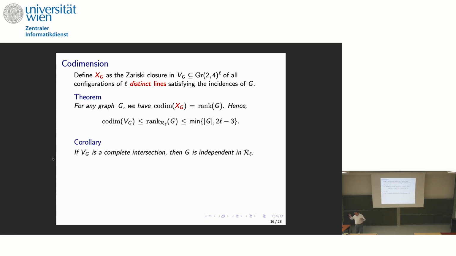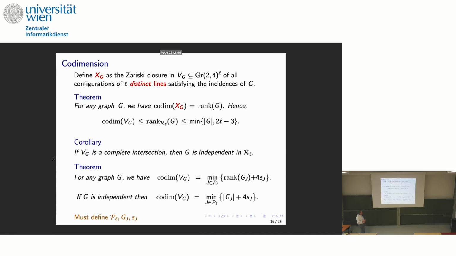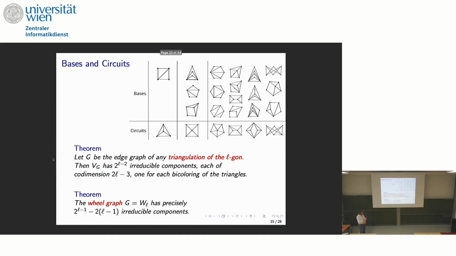Okay, a variety walks into the door. What is your dimension? Well, there's a theorem that gives you the dimension, and there's a little bit of fine print that I maybe spare you. It's all expressed in terms of the rigidity matrix. For example, if the variety is a complete intersection, and that's a case we like a lot, then the graph must be independent. And independent means it's a subgraph of a basis.